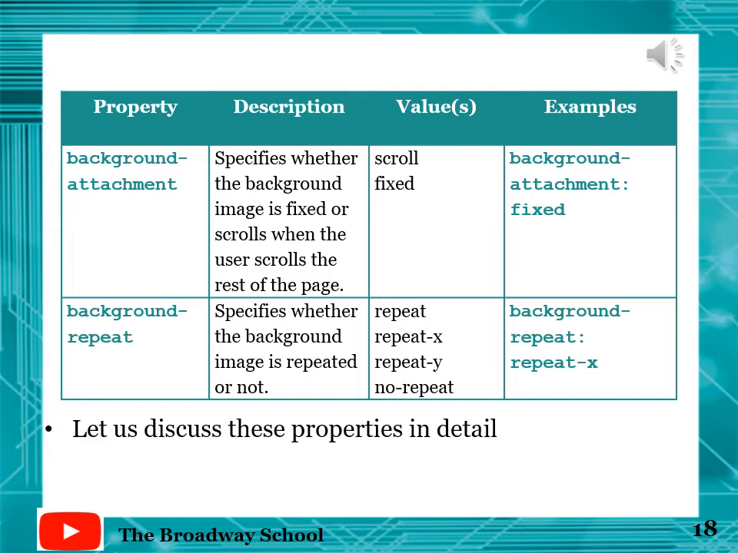Fifth and the last property is background repeat. Specifies whether the background image is repeated or not. There are 4 values: repeat, repeat-x, repeat-y, and no-repeat. Example is background-repeat colon repeat-x. In this case, the background will be repeated horizontally. If you use repeat-y, the background will be repeated vertically. And if you use repeat, it will repeat both horizontally and vertically. And in case of no-repeat, the image will not repeat.